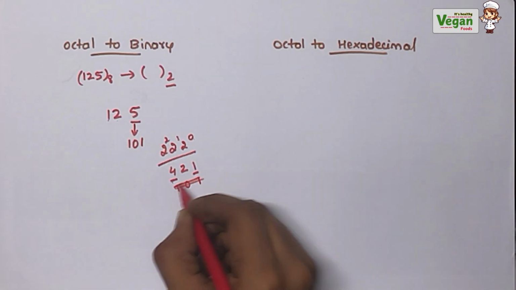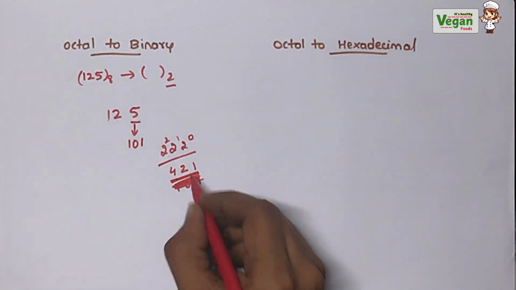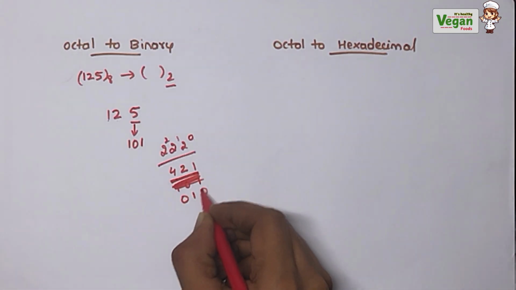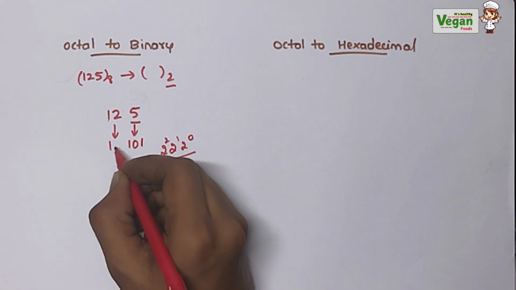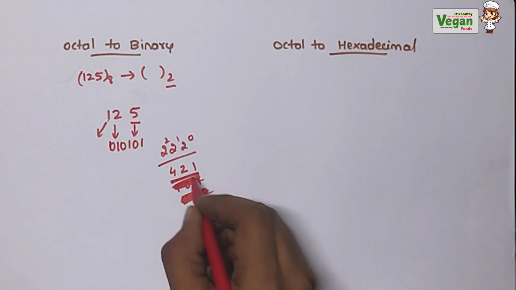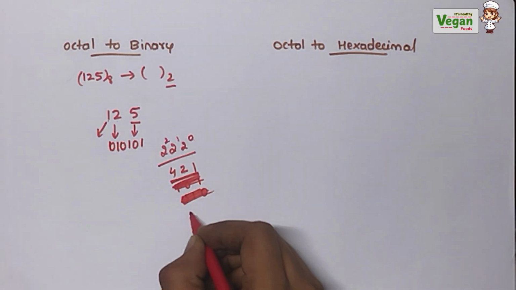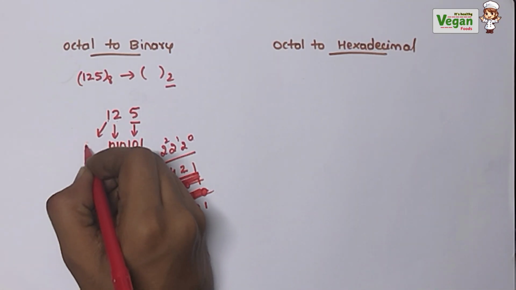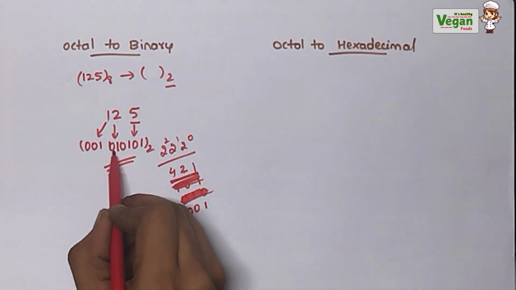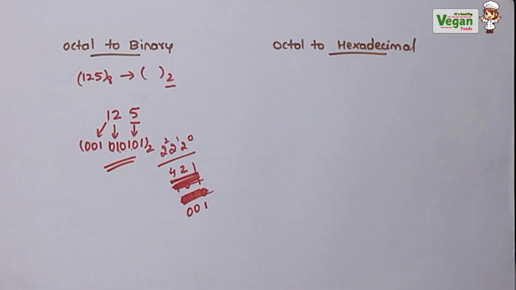Next, 2. To design 2, directly 2 is there, I will use that one. I don't need 4. I don't need 1. So 0 1 0. Next, to design 1, I just need 1. I don't need 4 and 2. So 0 0 1. So this is the binary conversion: 1 0 1 0 1 0 0 1. So this is the value of the binary in the formal method and also in the short trick.